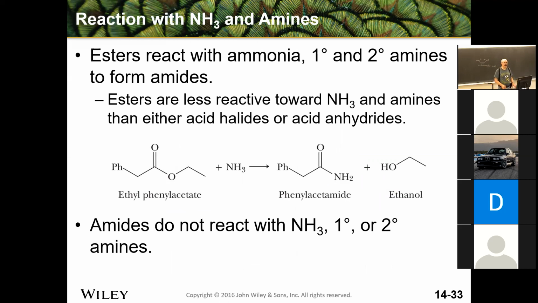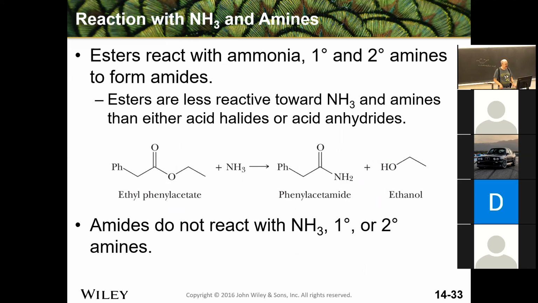Remember the ranking. We had acid chlorides, anhydrides, esters, and amides. So you can convert those derivatives that are higher up on the chart to those that are lower down. The last 2 are the esters and amides.